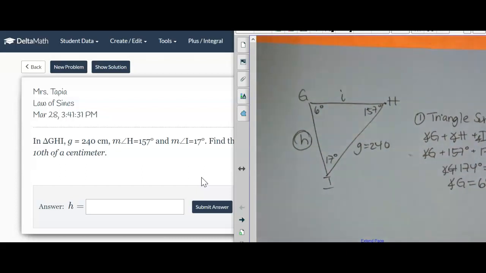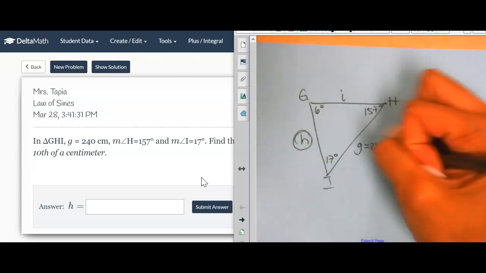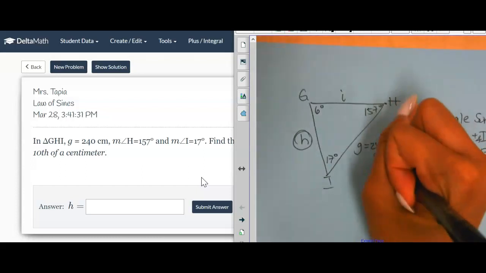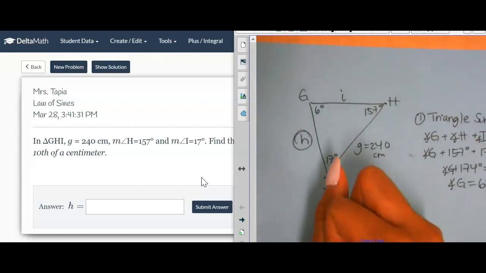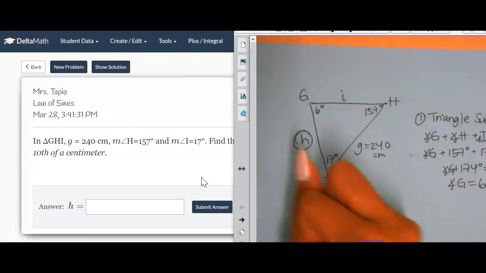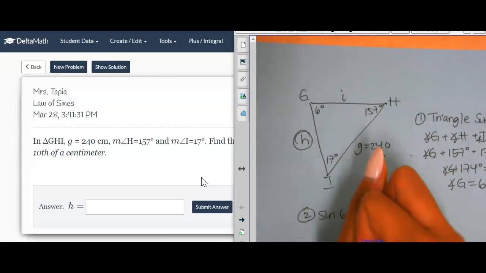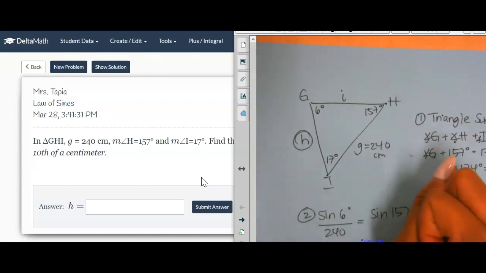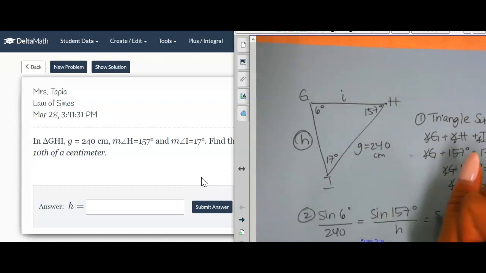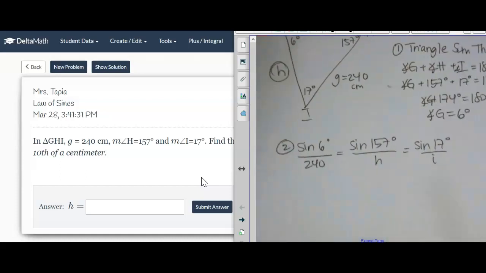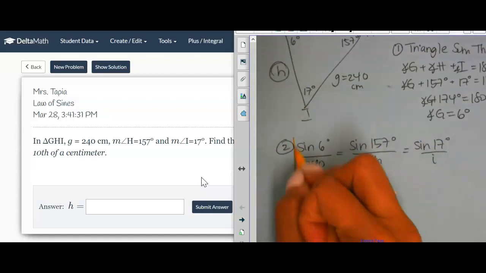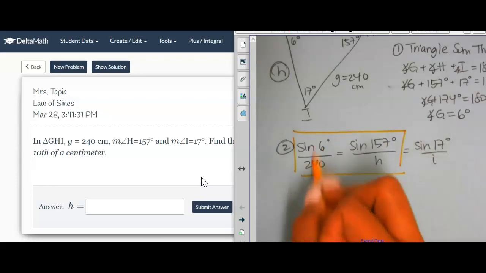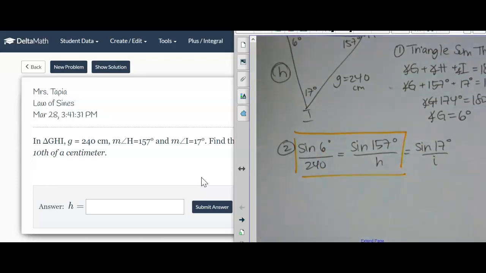Okay, cool. Now that I have that labeled, angle G has a side directly across from it, and this is in centimeters. So I'm going to write this out. I'm just writing out my problem to solve. We're going to take sine of 6 degrees over 240, equals sine of 157 degrees over h, equals sine of 17 degrees over little i. I need to figure out what to solve. Well, we talked about this in class. If you're solving for little h, we're going to use both of these. I would definitely recommend using the ratio that's actually complete.